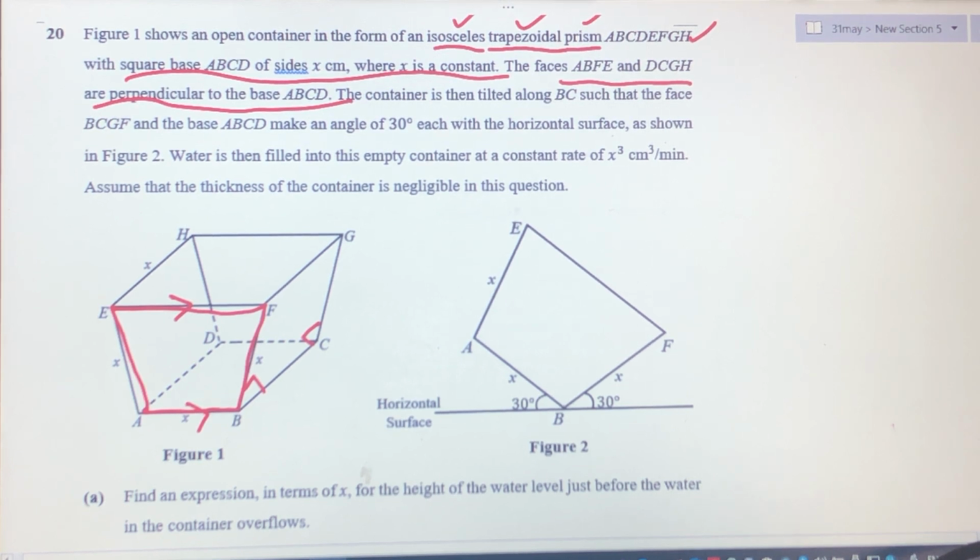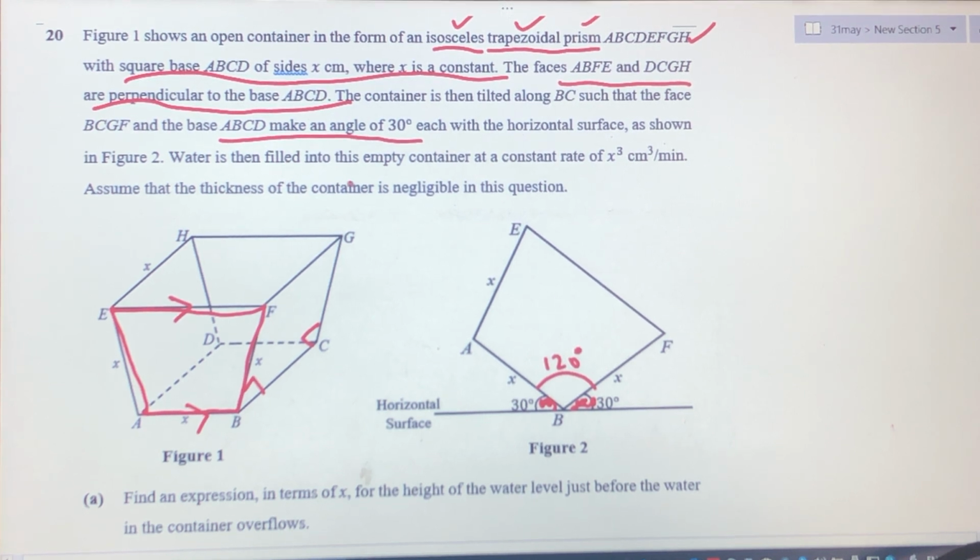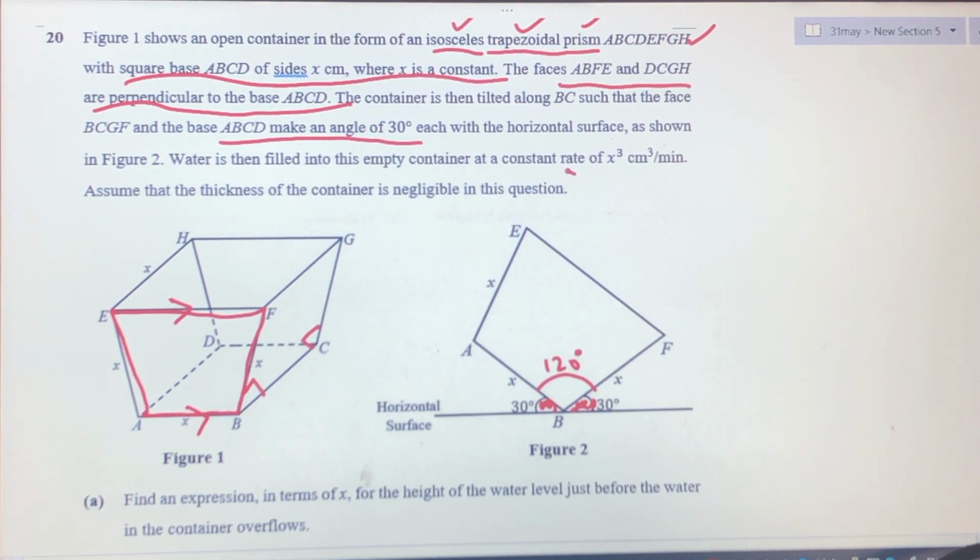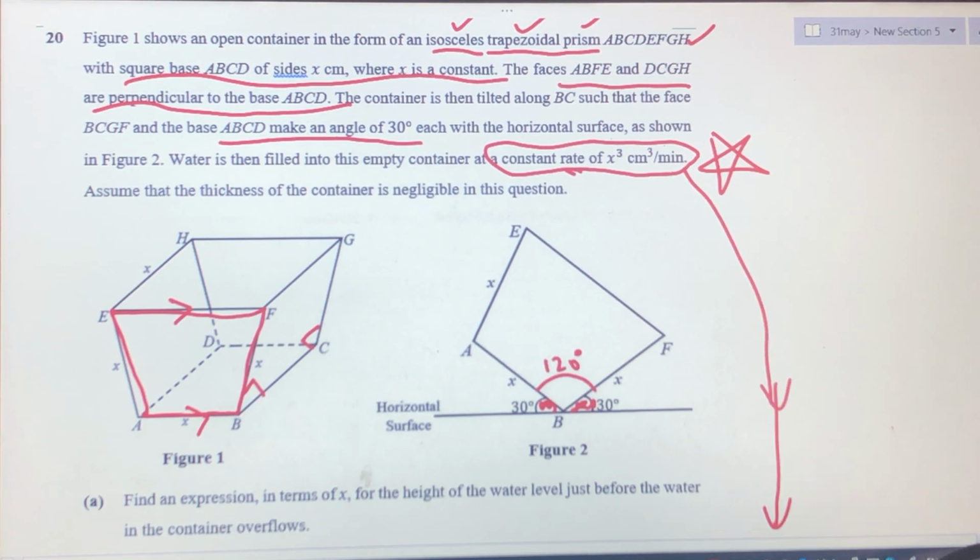Now this part is important. It is tilted to form a 30-degree angle. This also 30. So what do you think this is? 30, 30, 60, so this must be 120, right? Water is then filled into this empty container at this rate. So this is the speed. Definitely later we need to use this, so put a star there. Otherwise later you will forget. We don't know which part they will ask you.